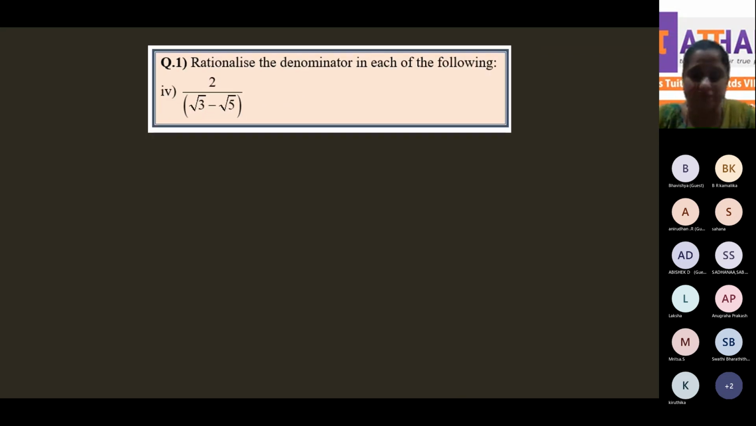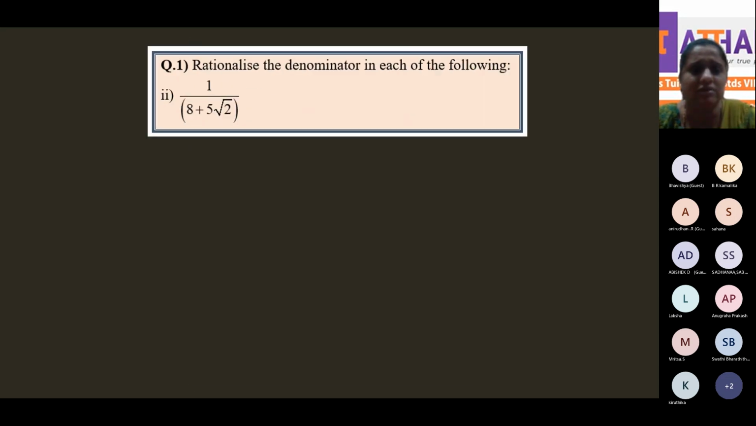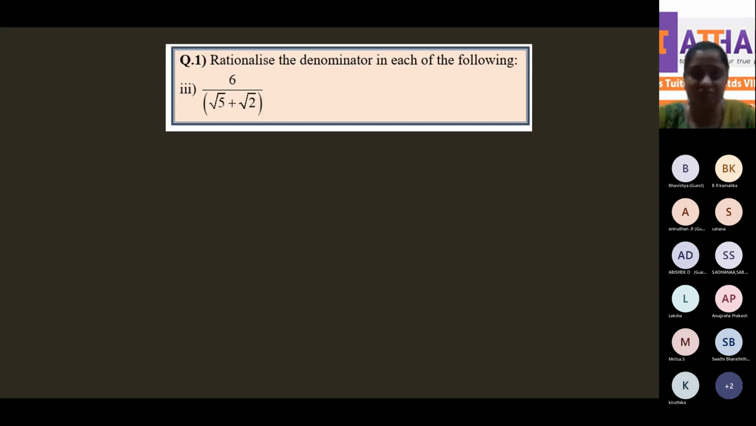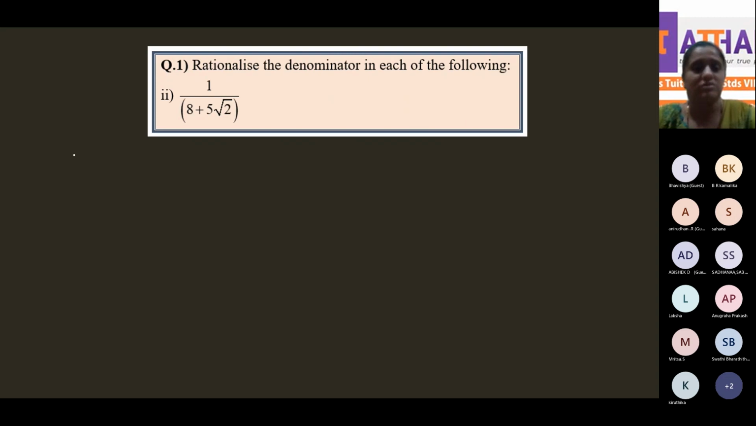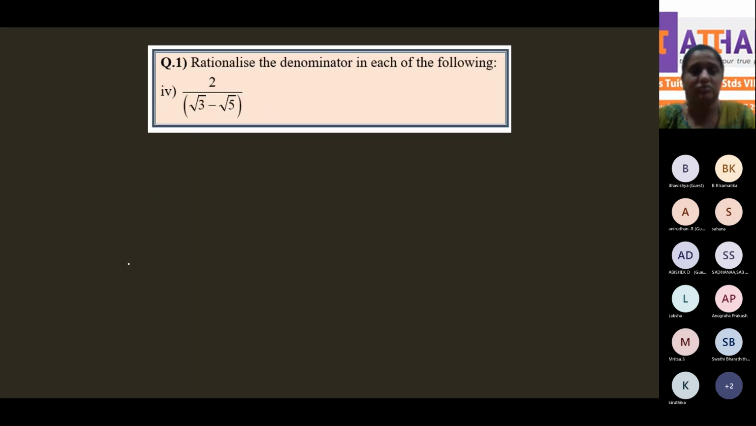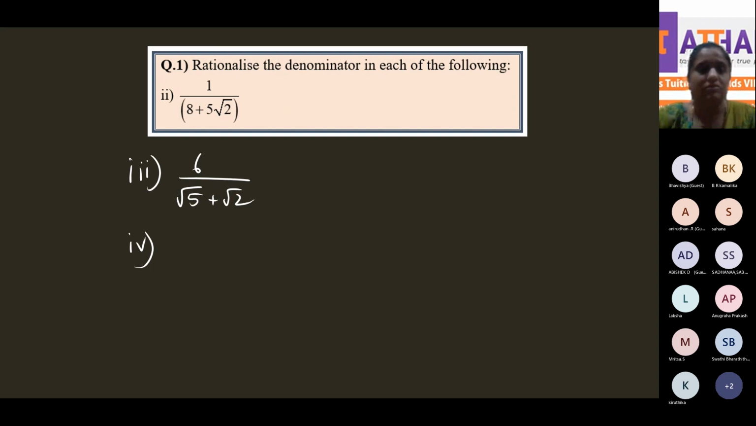Yeah, do this one, children. Do this and the next one. That is 2 by... where's the third one? This is the third one. Oh, you have to do this and 6 by root 5 plus root 2. Yeah, do these two, children. Fine, I'll give you some time. I'll just come back. Please work these three.